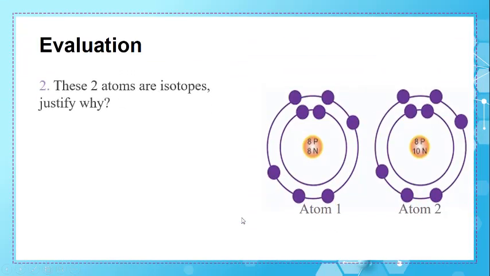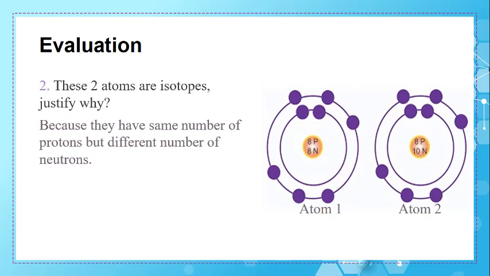These 2 atoms are isotopes. Justify why. These 2 atoms are isotopes because they have the same number of protons but different mass number, or different number of neutrons.